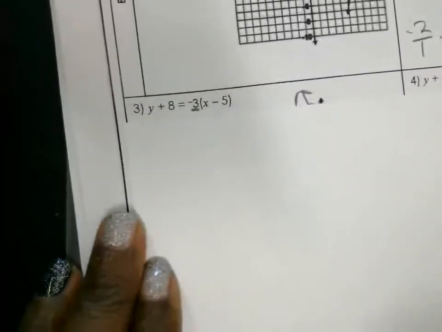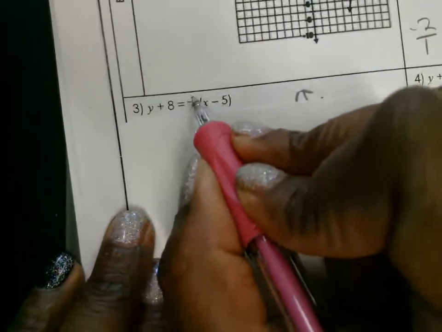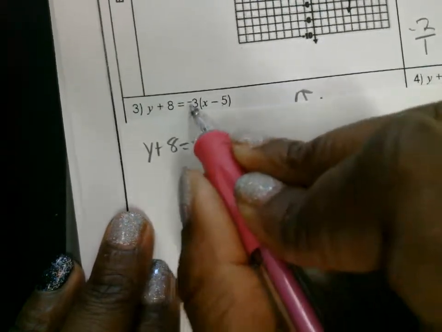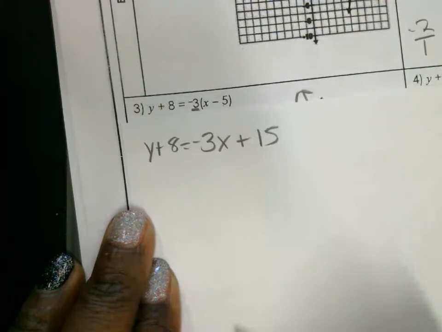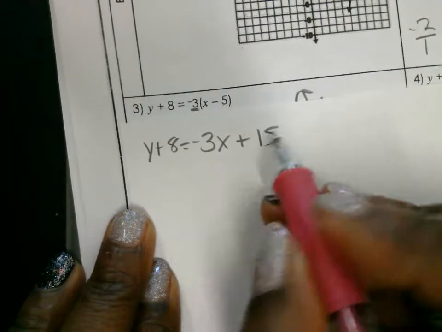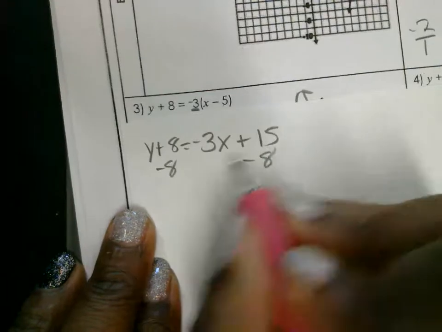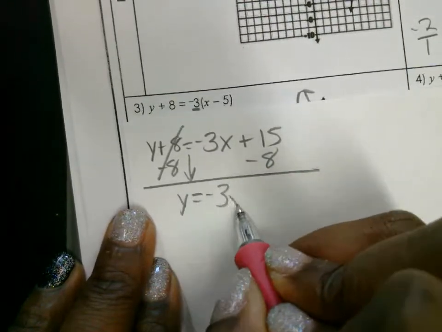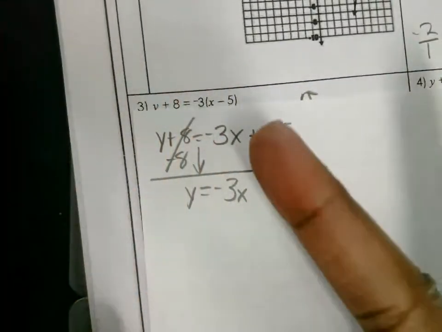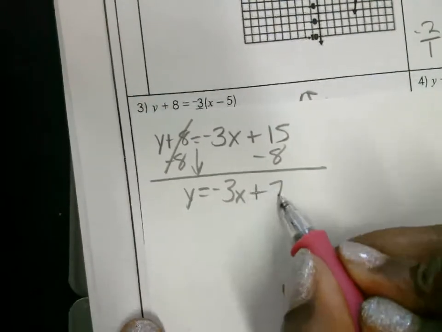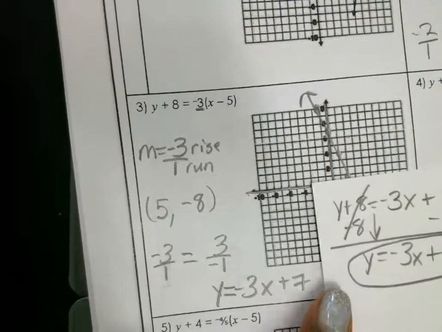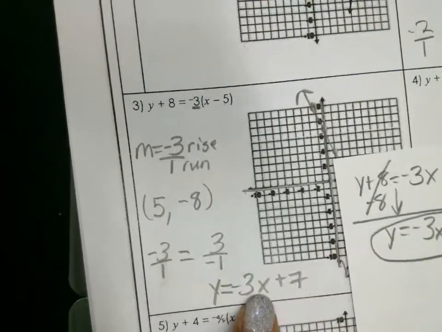All right, so when I simplify, I'm going to distribute first. So I get y plus 8 is equal to negative 3x plus 15. I'm going to move this over to get y by itself, so I'm going to subtract 8 on both sides. So this is gone, and I'm left with y is equal to negative 3x, and then 15 minus 8, which is 7, so this is plus 7. Do you see it? That's the same thing that I got here.